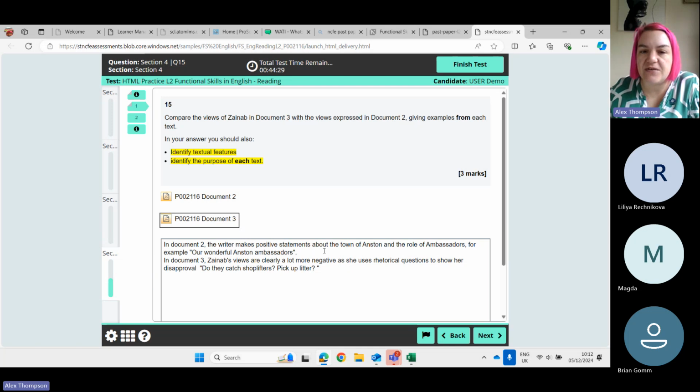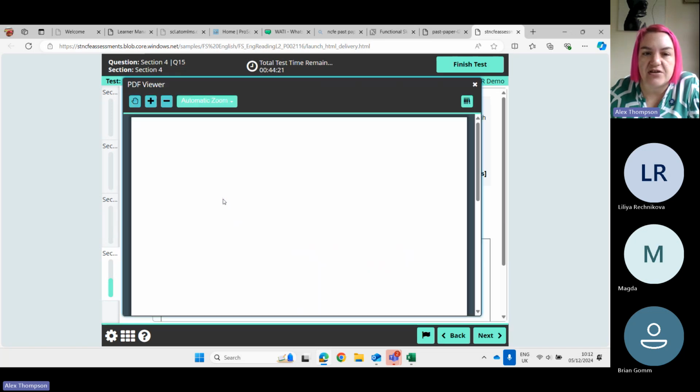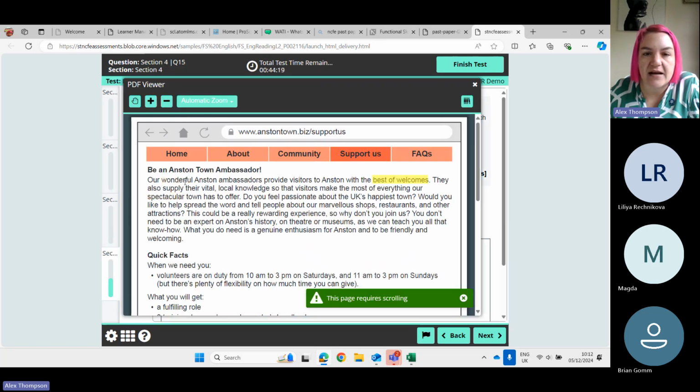So you could use any of those examples. In the first text, or in this case, document 2, we haven't actually mentioned those. So let's go back and see if we have a rhetorical question. In this case, the writer is saying, do you feel passionate about the UK's happiest town? Brilliant. What that's trying to make you do is think, do I feel passionate? Yes, I do feel passionate about the UK's happiest town.